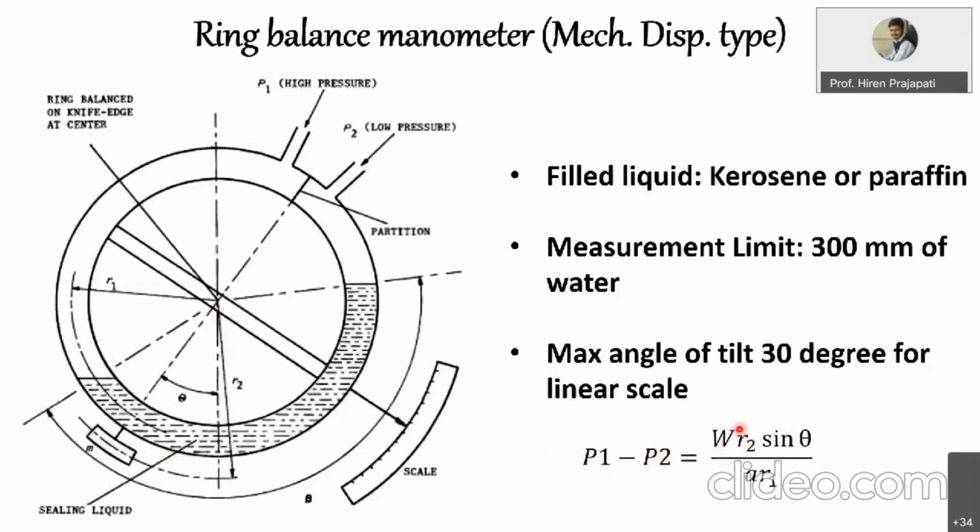One is the gravitational force because of this mass M, and second is due to the pressure difference, the force acting on this liquid. So this is the simple ring balance manometer which is used for low pressure measurement. And is there any query now in this explanation?